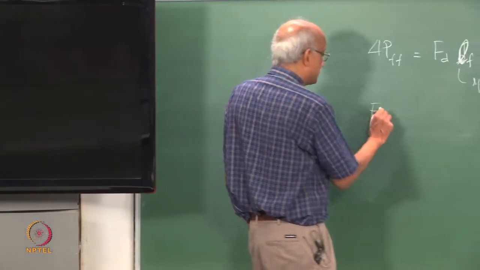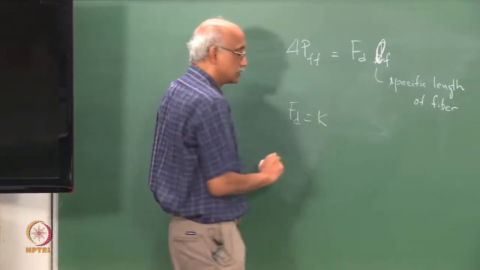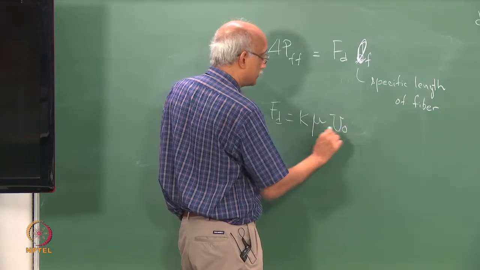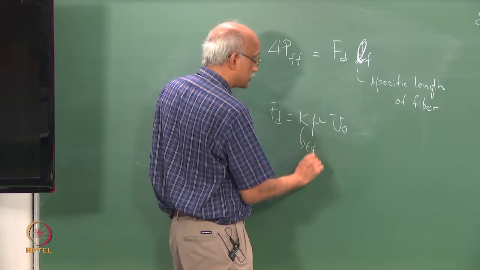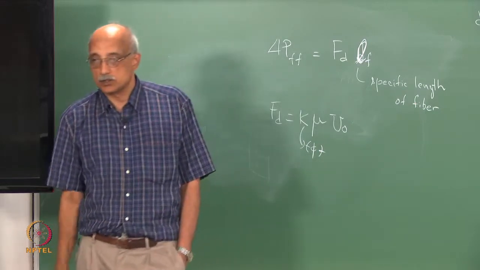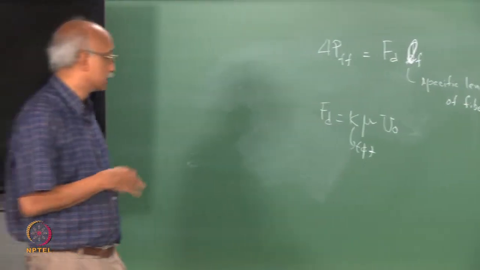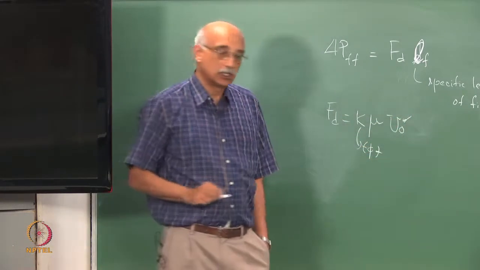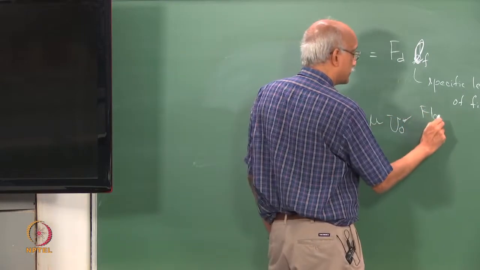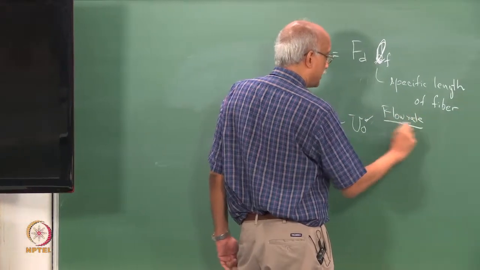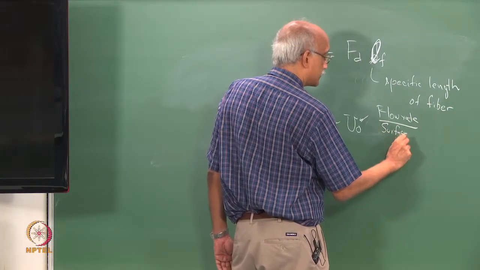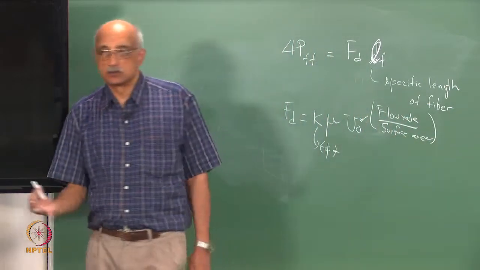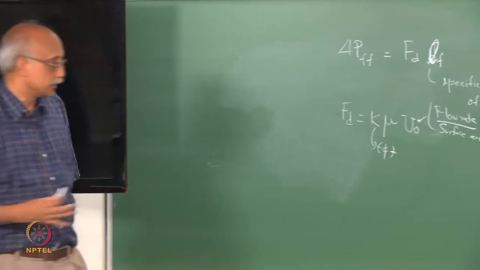The drag force itself is a constant times viscosity times U0. This K, by the way, also depends on the volume fraction of fibers, the constant that is used in the drag force expression. U0 is what we call the phase velocity. It is the flow rate of the fluid divided by surface area of the filter. It is also known as the approach velocity or the uniform velocity, just different names for it.